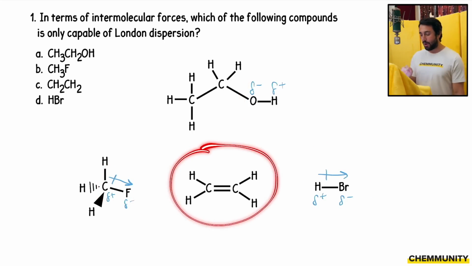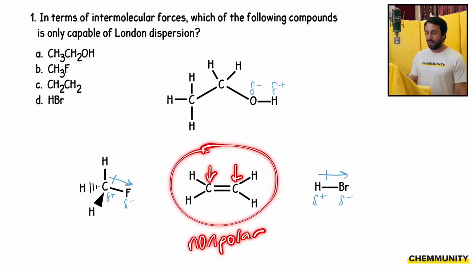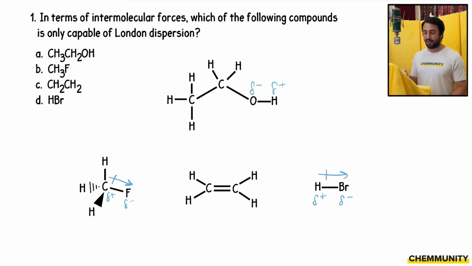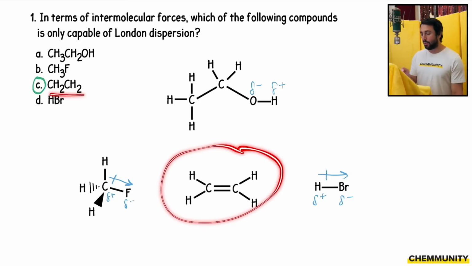However, over here, we don't have any of those. With CH2CH2, these are all nonpolar bonds. So carbon-carbon bonds are obviously nonpolar, completely nonpolar. And CH bonds, there's not enough of an electronegativity difference there to consider that a polar bond. So we would say that these are all nonpolar bonds, and therefore it is not able to do any dipole-dipole interactions or anything of that magnitude. We're going to say C right here. That is CH2CH2. That is the only molecule that is only capable of London dispersion.